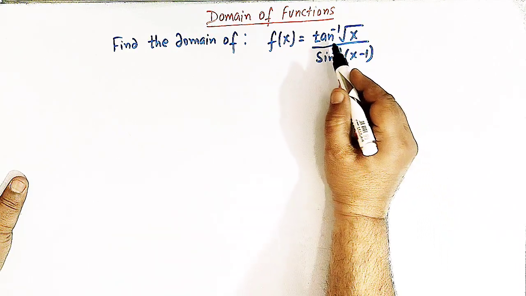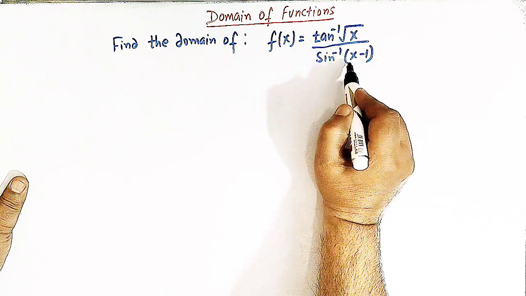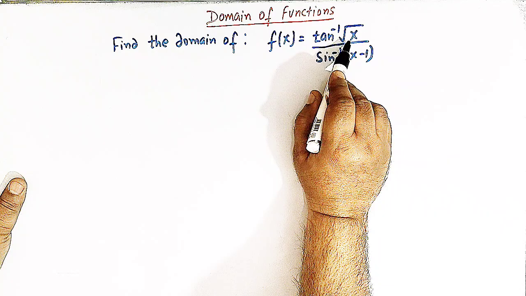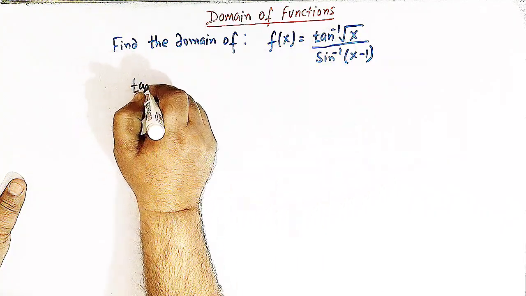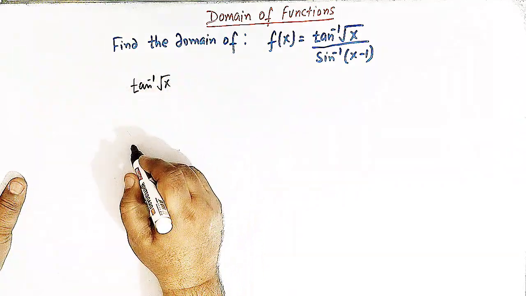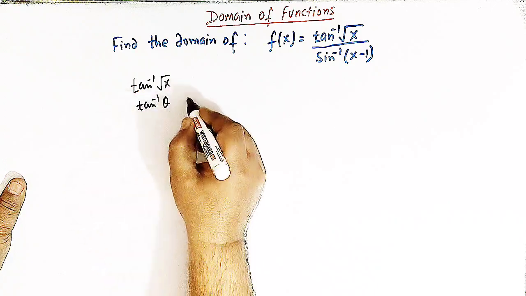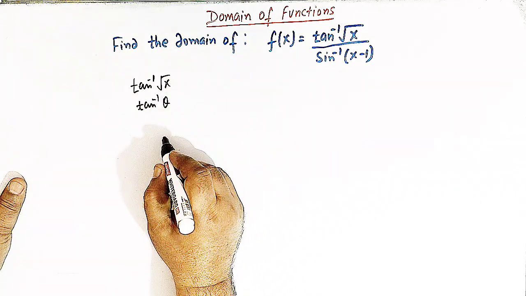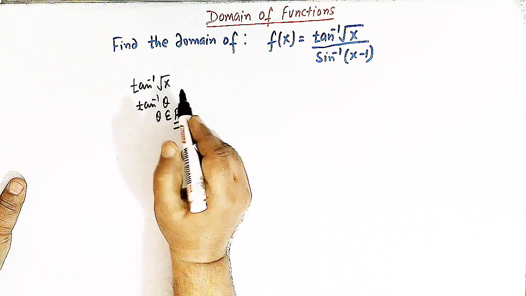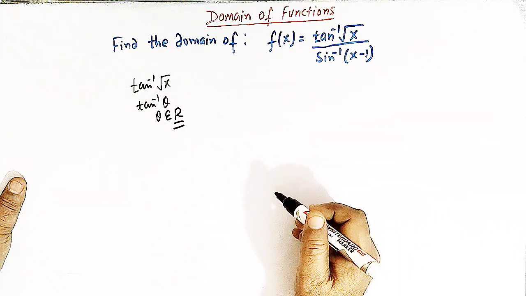So here we have the quotient of two functions, right? Tan inverse square root of x and sine inverse x minus 1. So let us first see the domain of tan inverse square root of x. So here we have tan inverse of square root of x, right? Now see, from inverse trigonometric functions, we know that the domain of tan inverse theta is the set of all real numbers. That is, theta belongs to the set of real numbers. So whenever we have tan inverse theta, then theta takes all the real numbers.